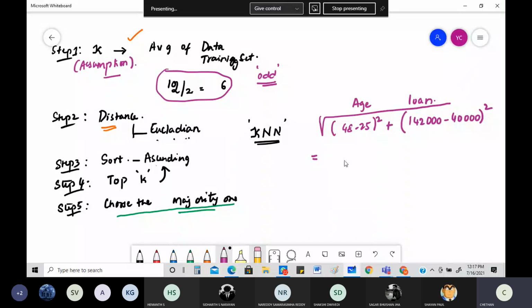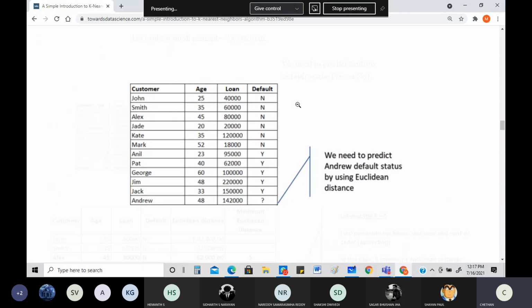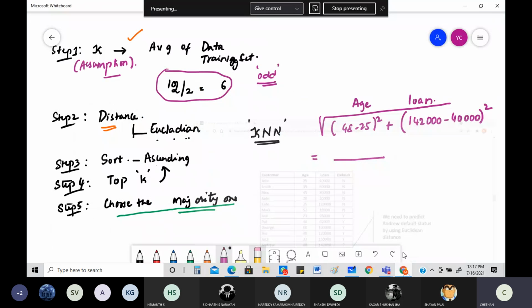What is the value you get? That value will be written across the first person. Who is the first person? John. So here you are going to write one more column and you are going to write it as distance. That value will be written here. This is with regard to John.